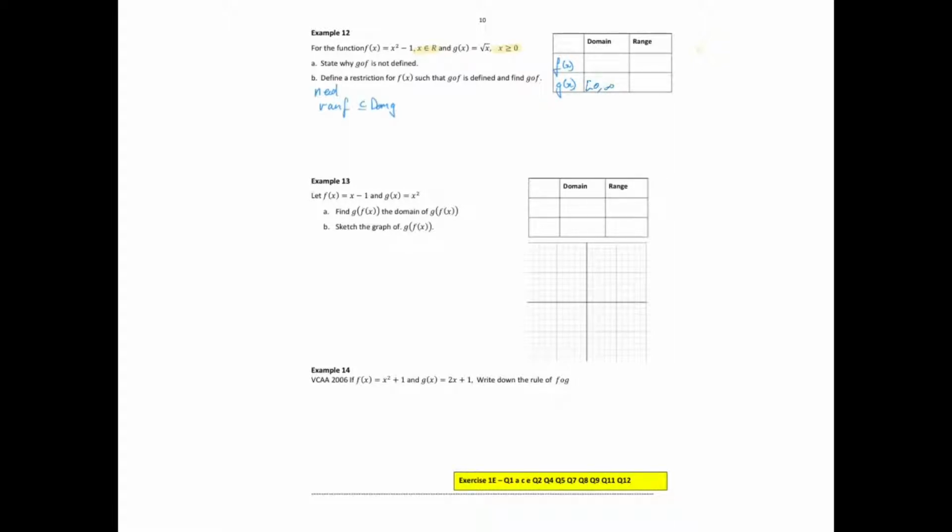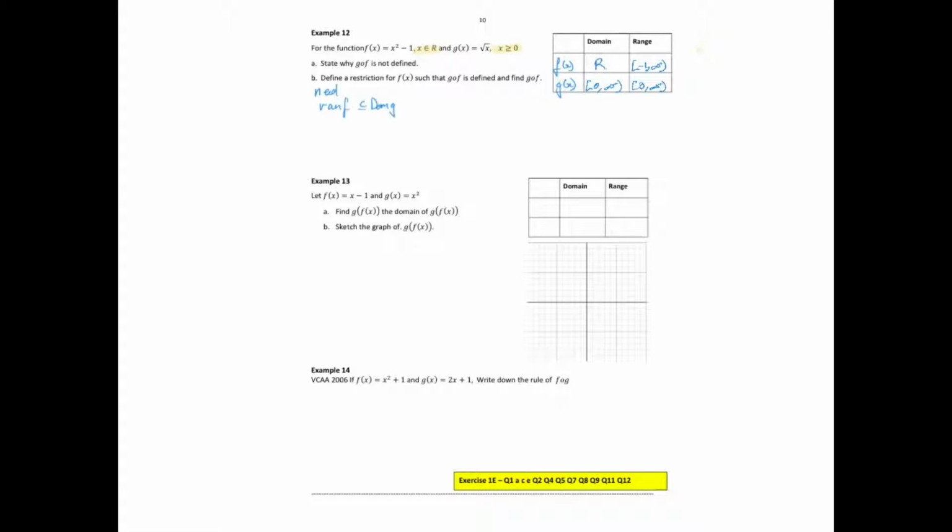So we can see for g of x, the domain has got to be from 0 to infinity inclusive. And if we consider the domain of f of x, well, we can see there that it's going to be R. So let's have a look at the range values. Well, for f of x, the function is x squared minus 1, so the range is from -1 to positive infinity. And for the root x function, our range is from 0 to infinity.